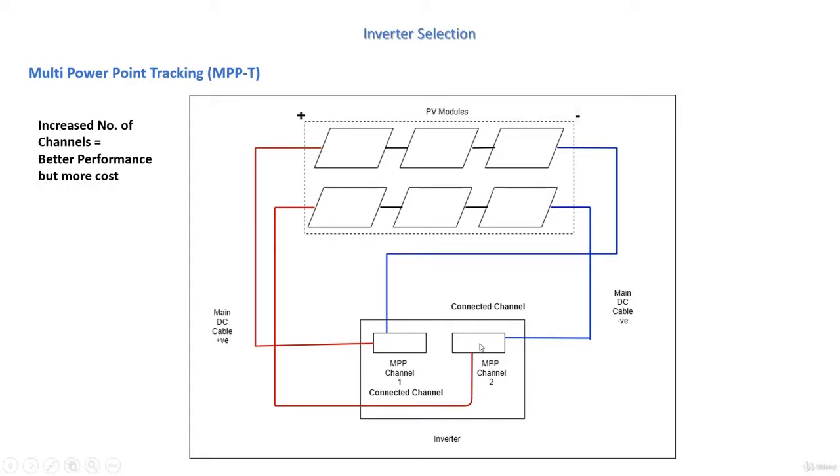Maximize possible use of MPP trackers. Select the inverters with the maximum number of MPP channels to maximize power output. However, it's not recommended to use it too often, as it's not a cost-effective method.